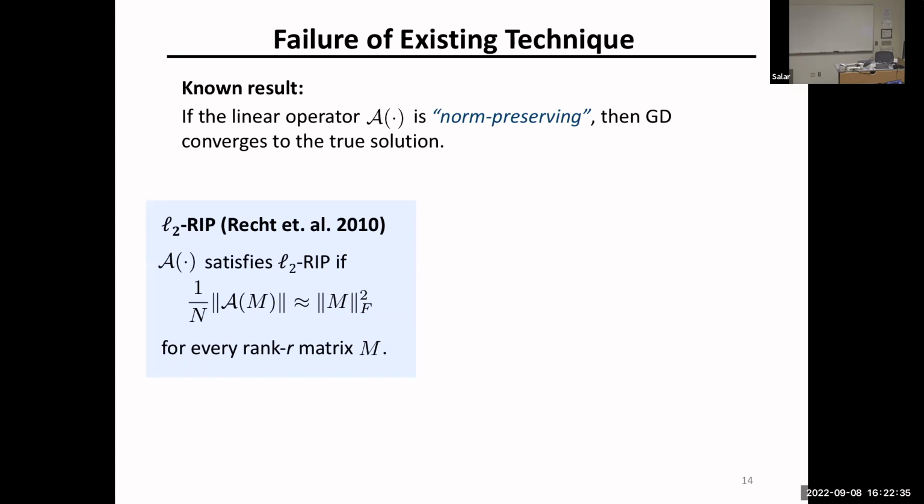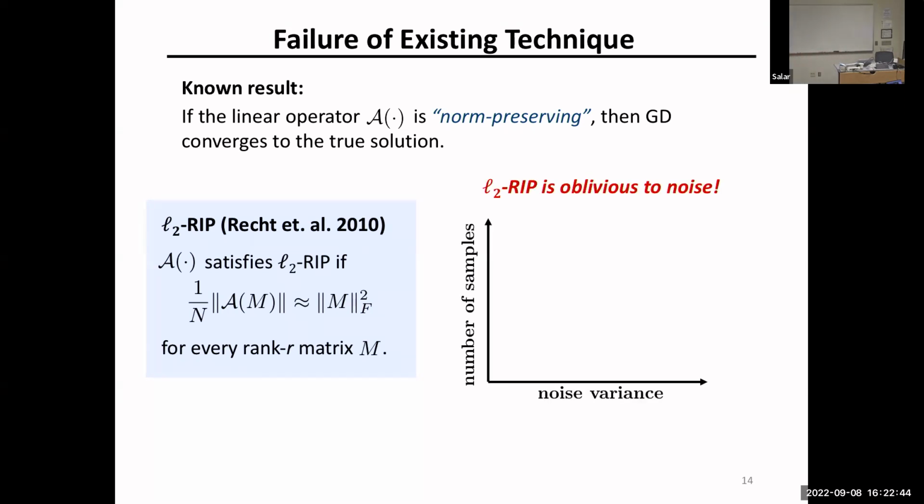Again, this is a very important condition that people usually use in the context of low rank matrix recovery. But a fundamental issue of L2 RIP is the fact that it is completely blind to the nature of the noise. I'm going to explain it with a figure here. Here you can see the trade-off between the noise variance and the number of samples we have when the measurement matrices are Gaussian. Because L2 RIP is completely blind to the nature of the noise, it will be satisfied no matter what the noise variance is, as long as the number of samples is above some certain threshold.